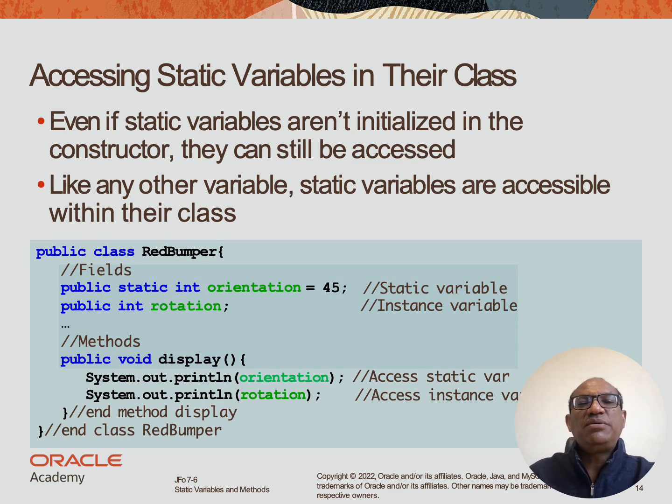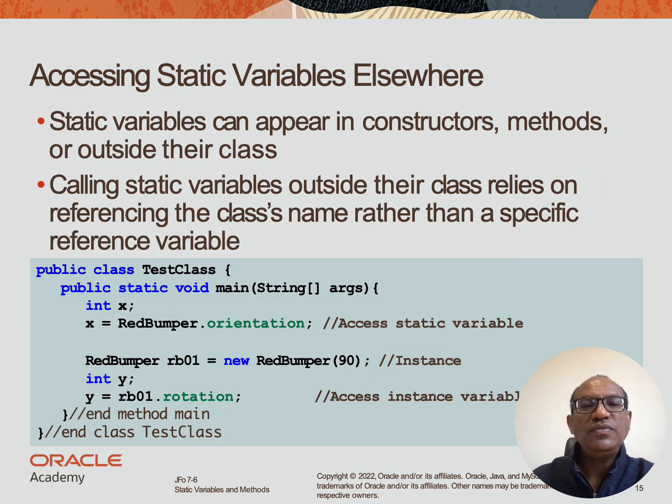Inside a class, static variables are easy to access. No object needed. In a method like public void display, inside the body, System.out.println(orientation); System.out.println(rotation); you can use both. It's no problem. The first one is static, the second one is instance. But outside the class, you have to reference the class name. How? RedBumper.orientation. This works even if you have never created a RedBumper object.